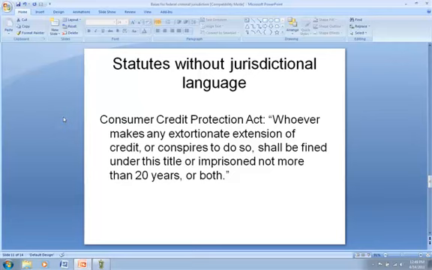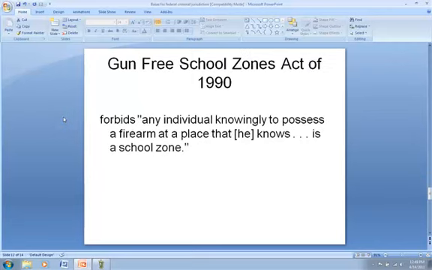So the Lopez case involved the Gun-Free School Zones Act of 1990, and I've got the relevant text from that statute up on your PowerPoint. The Gun-Free School Zones Act forbids any individual from knowingly possessing a firearm at a place that he or she knows is a school zone. Okay, so again, notice it's very much like that loan sharking statute in Perez. It does not contain any jurisdictional language whatsoever. It's just, if you possess a firearm in a school zone, then you've committed this federal crime. And this statute was challenged as exceeding Congress's power under the Commerce Clause.